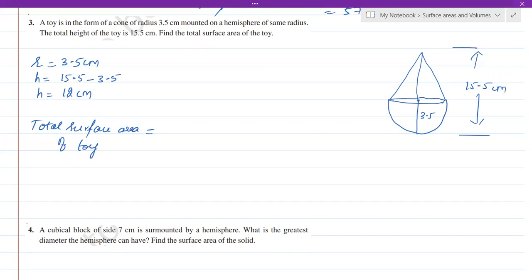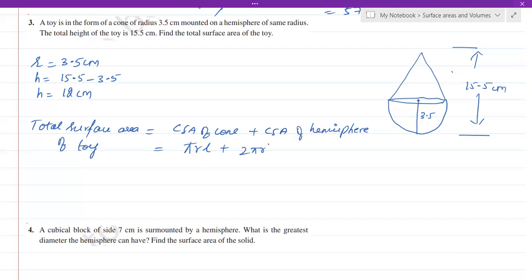Now what we have to do is look at the toy and check out the visible surfaces. The curved part of the cone is visible and the curved part of the hemisphere is visible. Is there anything else visible? Just imagine this kind of a toy. You can observe only CSA of cone and you can see CSA of hemisphere, isn't it? Now CSA of cone is given by pi RL and CSA of hemisphere is 2 pi R square. We have to take common. Pi R is common. So L plus 2R will be left out.